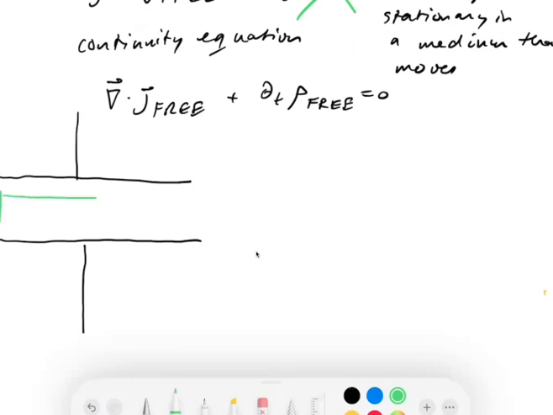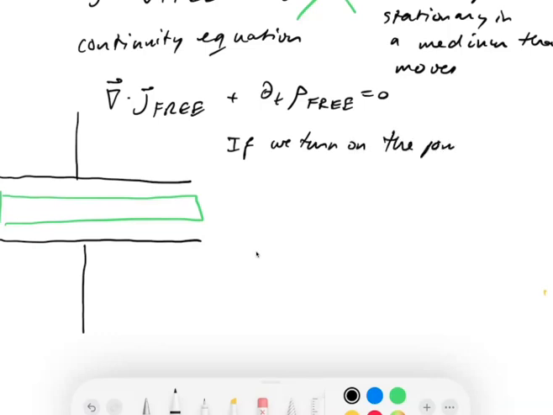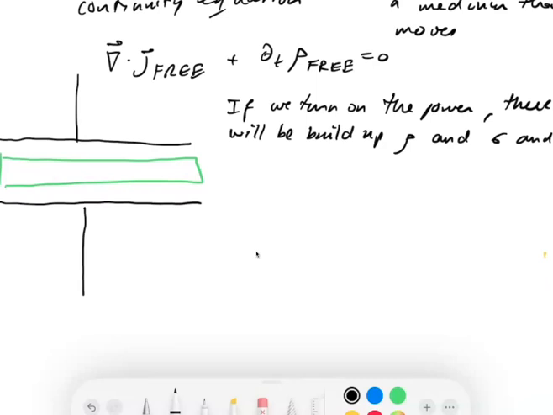So now if we consider this capacitor again, if we turn on the power, there will be a buildup of rho and sigma and P. And there should be also a continuity equation for that. So we find that as follows.